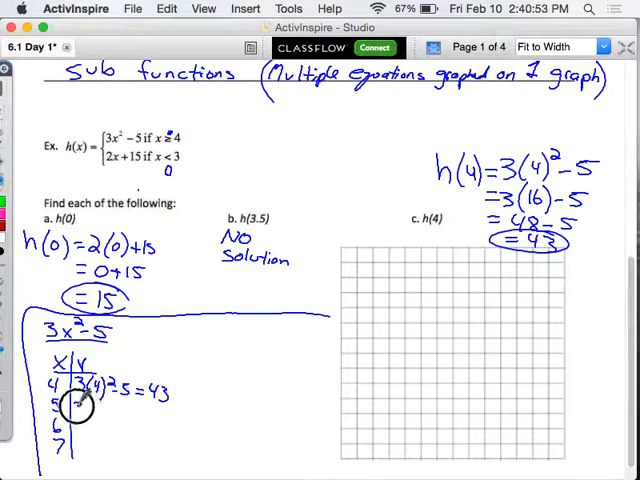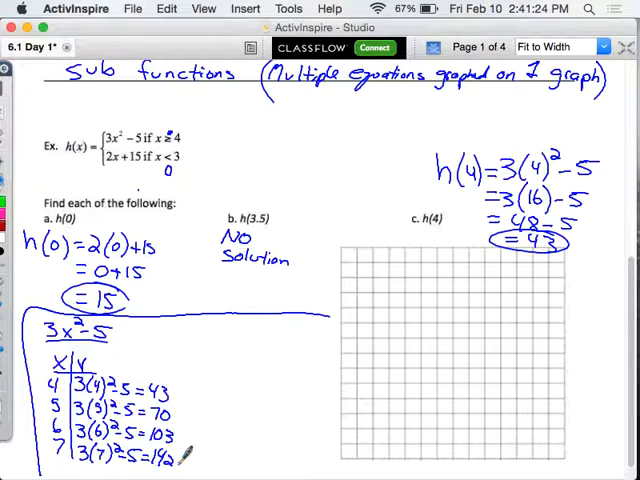If we plug in 5, it becomes 3 times 5 squared minus 5, which is 70. If we plug in 6, we get 3 times 6 squared minus 5, which is 103. And if we plug in 7, we get 3 times 7 squared minus 5, which is 142. Okay, that's going to be one of our graphs. We're also graphing the equation 2x plus 15.